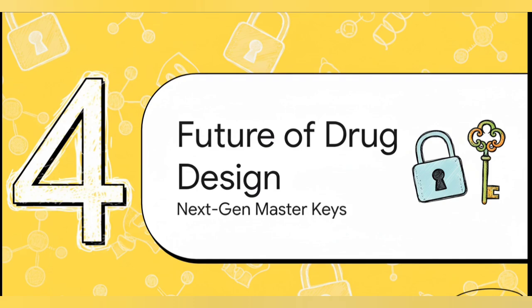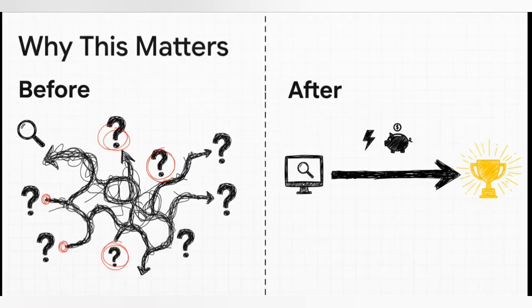So let's wrap up by looking at why this is so important and where this amazing technology is heading. The impact is just immense. This whole approach turns a slow, expensive trial and error process into a fast, focused, and intelligent hunt. It saves an incredible amount of time and money, and it allows scientists to focus their precious resources on the molecules that are most likely to work. It's truly a cornerstone of modern drug design.